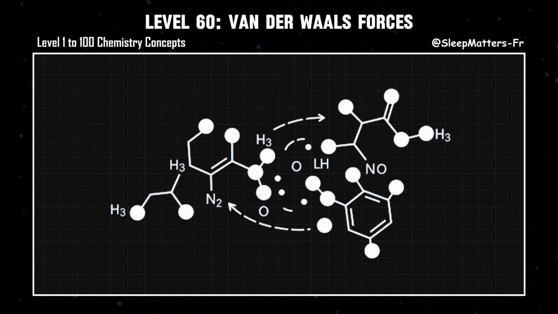Level 60. Van der Waals Forces. Have you ever felt someone's presence even when they were not touching you? Like sitting next to someone on a crowded train, where your arms never touch but you can feel their warmth, their breath, their inner so close, yet never connecting. That is Van der Waals Forces.